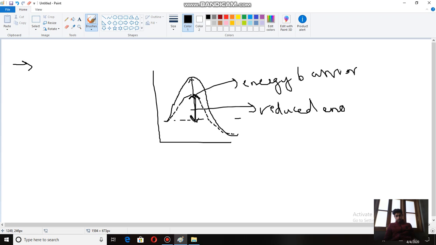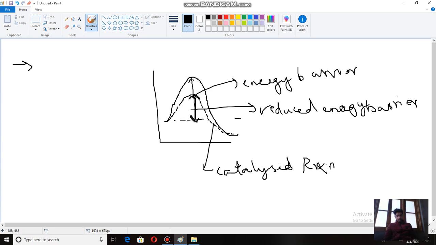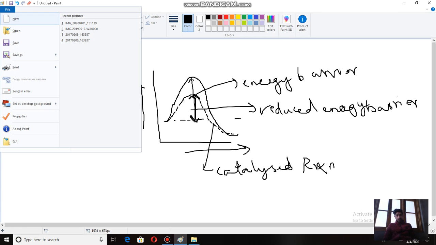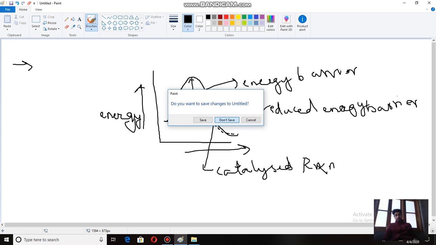Reduced energy barrier. This dotted line is for the catalyzed reaction. Rxn stands for reaction. This is the progress of the reaction, and on this scale it's energy. I hope it's clear. Catalyst actually decreases this energy barrier.